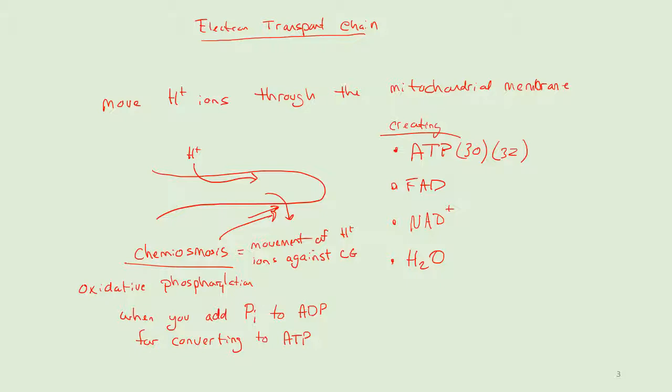Yeah. Pi. Inorganic phosphate. So it's a P for phosphate. The I stands for inorganic. It just means it's not attached to a carbon. It should be a free-floating phosphate too. Doing okay?